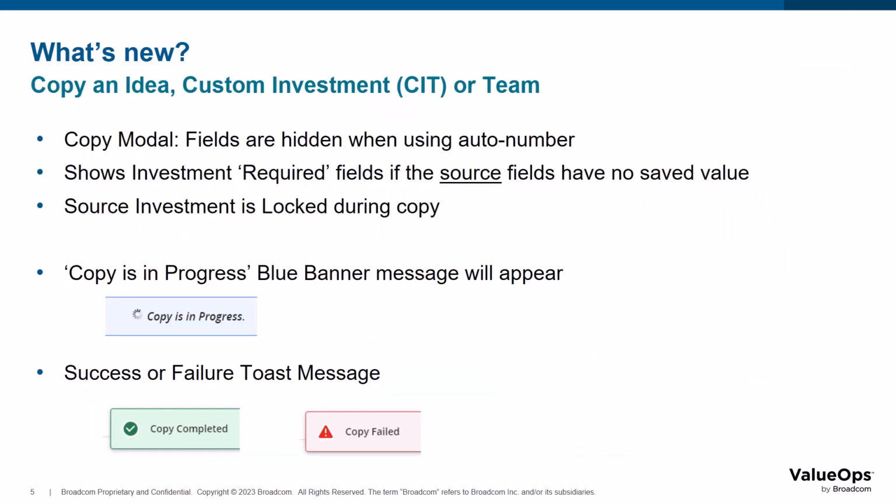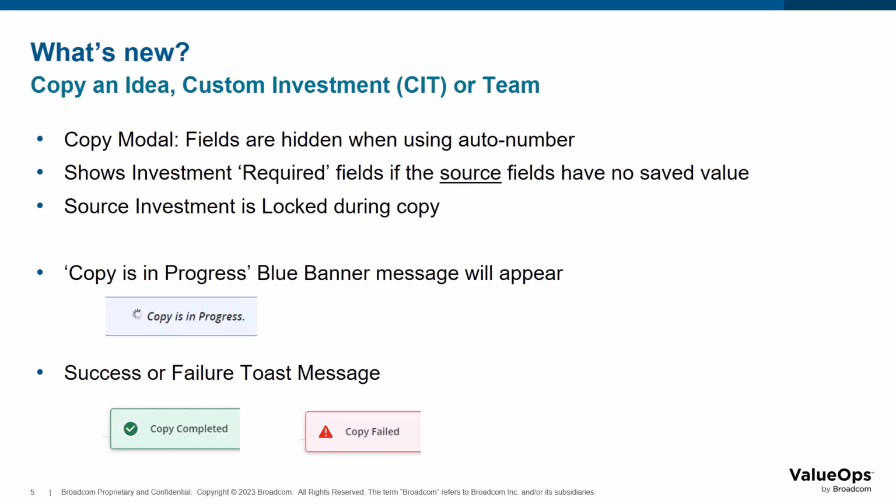When the user invokes the copy action, a copy modal appears with empty fields that are defined as required from the Studio attribute properties or from the investment blueprint specific rules. If the investment ID and/or name fields are enabled for auto-numbering, these fields will not appear on the modal.